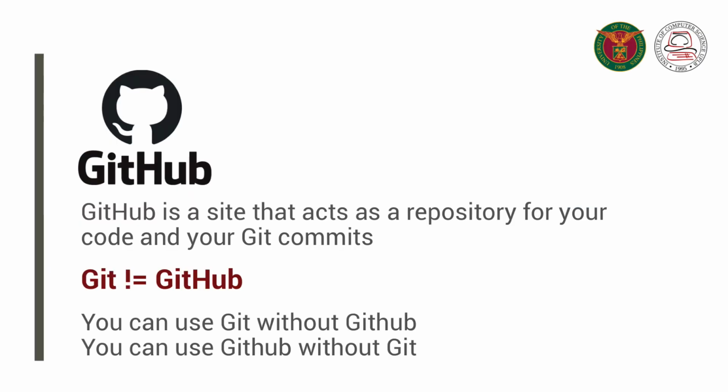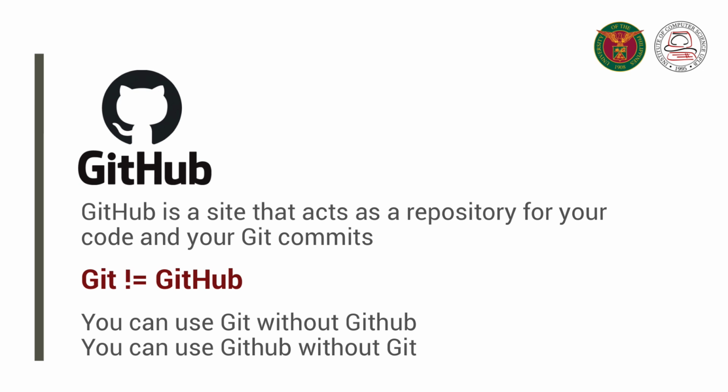Remember that Git is a distributed version control system, and GitHub is a platform where we can host our files. These two can be used together to improve our development process, but they are not the same. Additionally, you can use Git without GitHub, or use GitHub without installing Git.